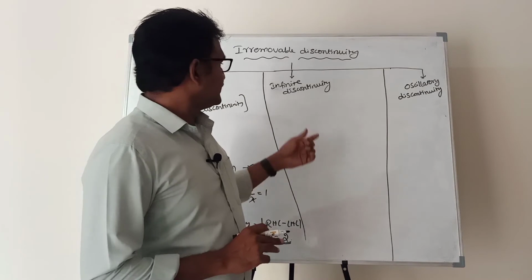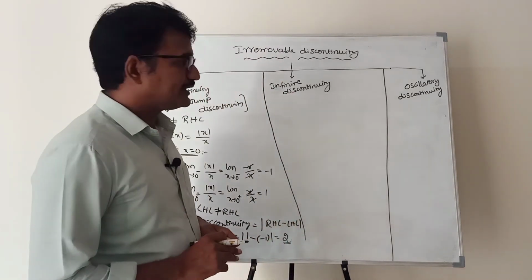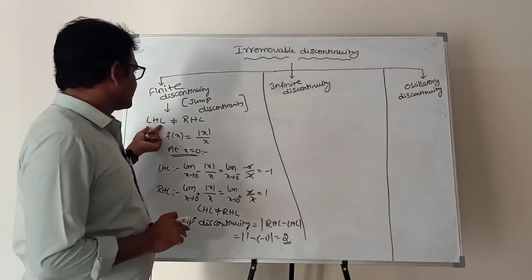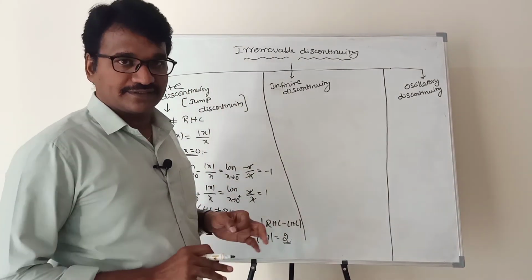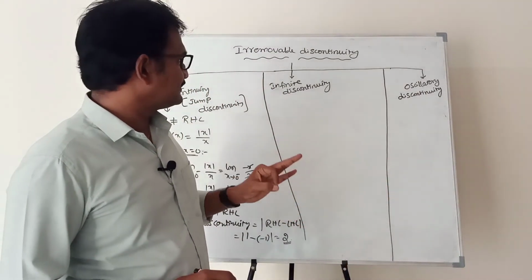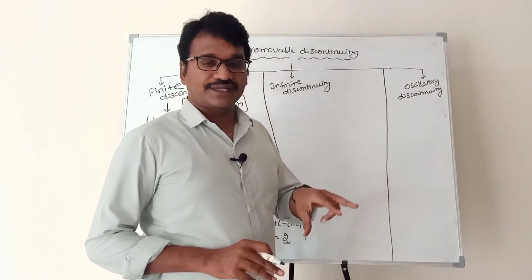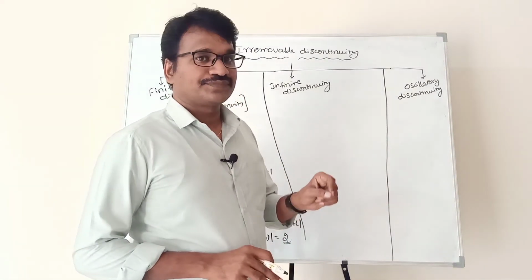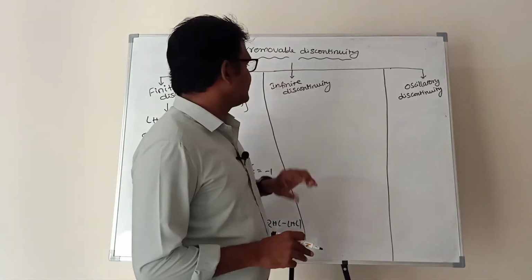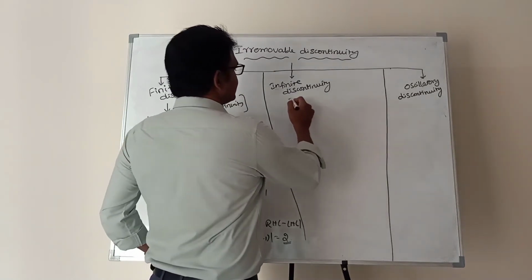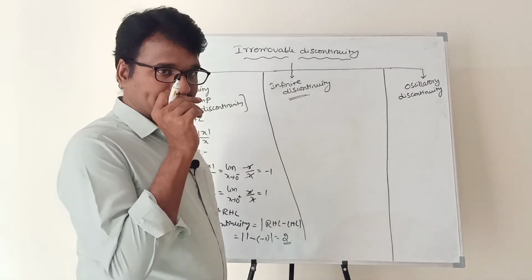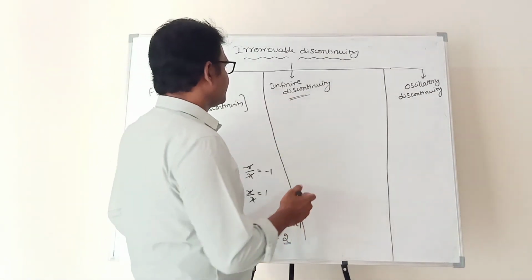Next, infinite discontinuity. What does infinite discontinuity mean? Here you are finding two limits: one is LHL and the second one is RHL. If any one of the limits, either the left hand limit or the right hand limit, is plus or minus infinity, then it is called infinite discontinuity. So if the LHL, the RHL, or both give plus or minus infinity, then it is called infinite discontinuity.